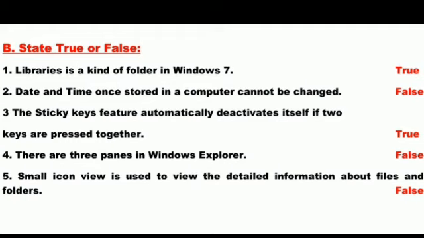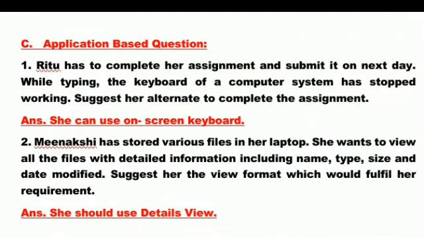When we turn on the sticky key feature, then we don't need to press 2 keys together. We can press them one by one and it itself combines them together. So this feature is automatically deactivated if we press 2 keys together. So this is true. Now fourth question is, there are 3 panes in Windows Explorer. As we know, there are only 2 panes in Windows Explorer. So this is false. Fifth is, a small icon view is used to view the detailed information about files and folder. As we know, in a small icon only icons are shown, no detail is given. So this is false.